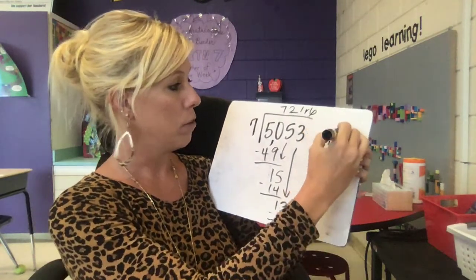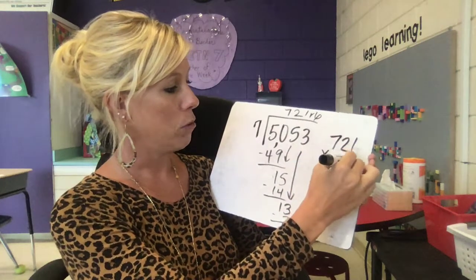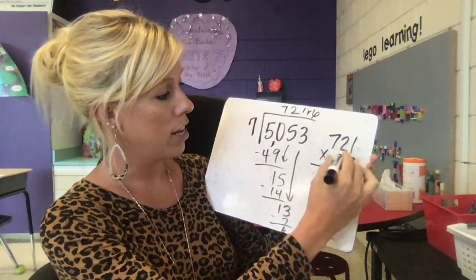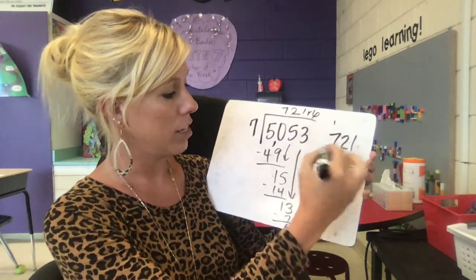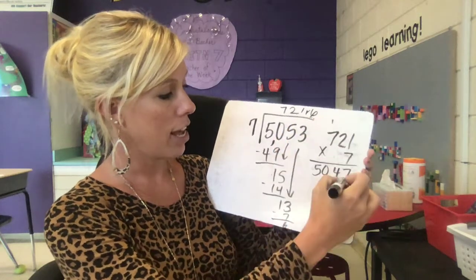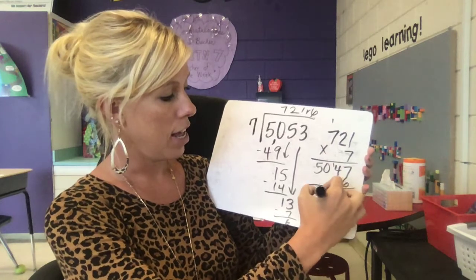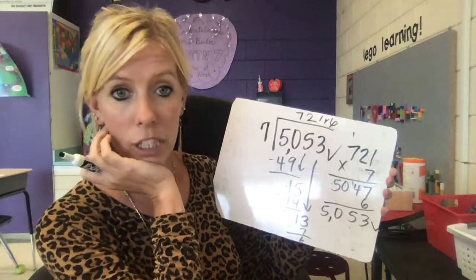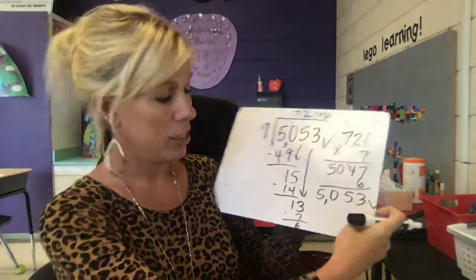So let's multiply to check again. My answer is 721. If I multiply it by 7, we should get our answer. 7 times 1 is 7. 7 times 2 is 14. 7 times 7 is 49, plus 1 is 50. Don't forget that remainder. 7 plus 6 is 13. And that gets me back. Check, check. Those match. So it's important to follow these steps while we're doing it. Let's do one more.